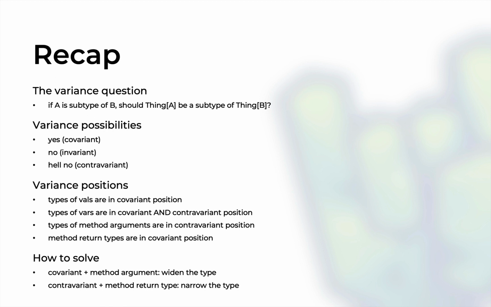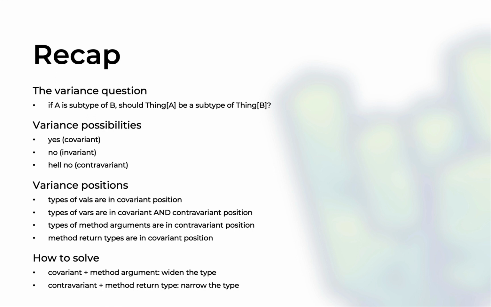So if you want to go back and recap the lessons that we learned in this video, the video was quite dense. So we started with a variance question, which was quite innocent in its nature. If A is a subtype of B, then for your generic type Thing, should Thing[A] be a subtype of Thing[B]? This is the question upon which you decide what variance you should add to your generic type Thing.